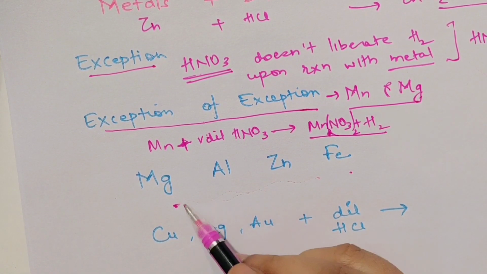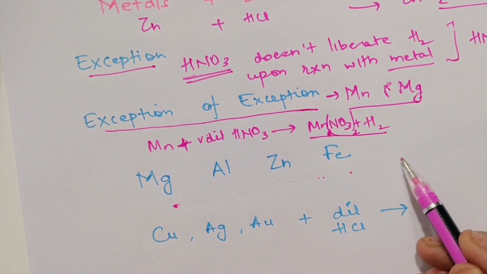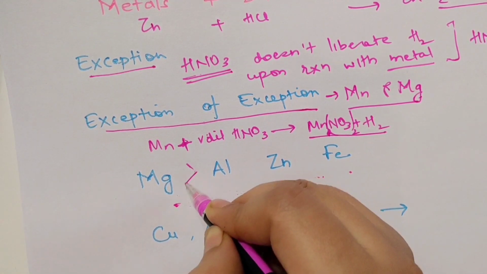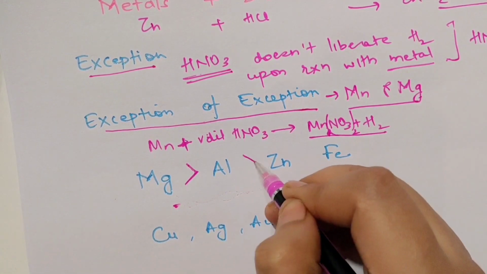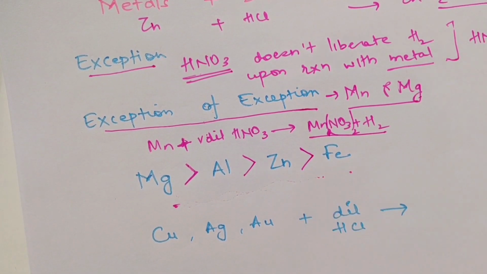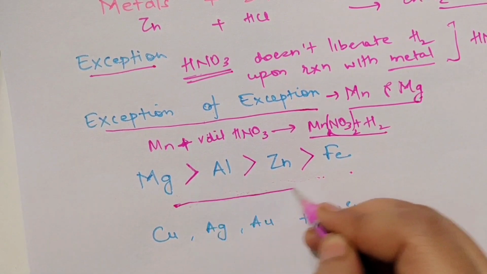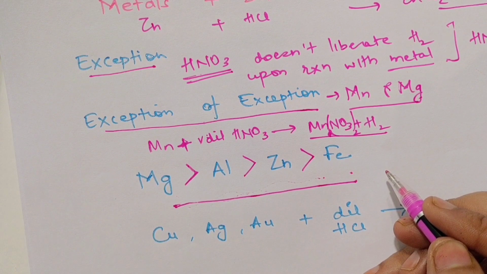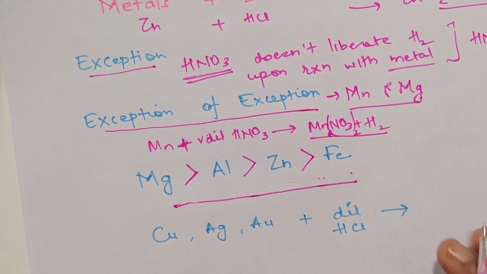When they react with acid, they liberate hydrogen. But looking at the vigor of the reaction, how much heat was liberated, and the speed at which bubbles were formed, we could deduce that magnesium is more reactive than aluminium, which is more reactive than zinc, which is more reactive than iron. We could deduce this just by observing the speed of the hydrogen bubbles and the heat liberated.